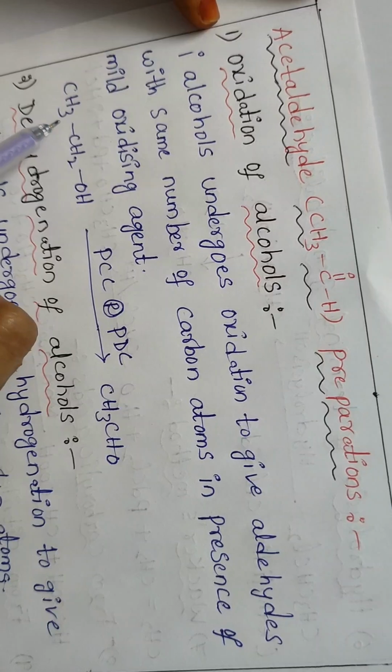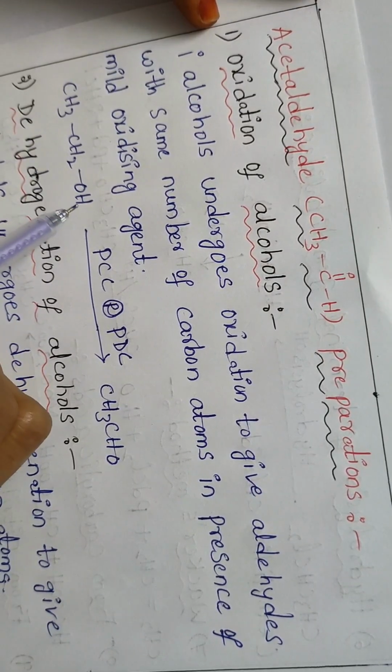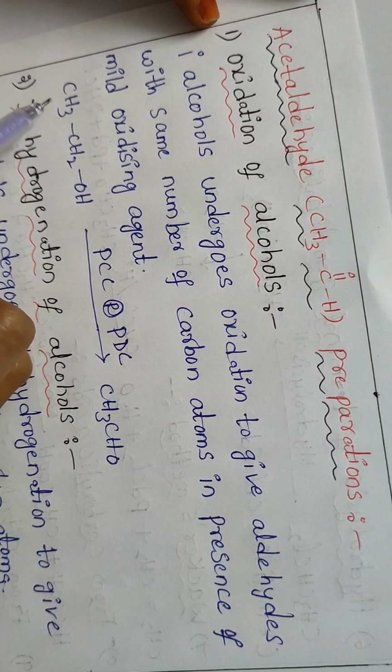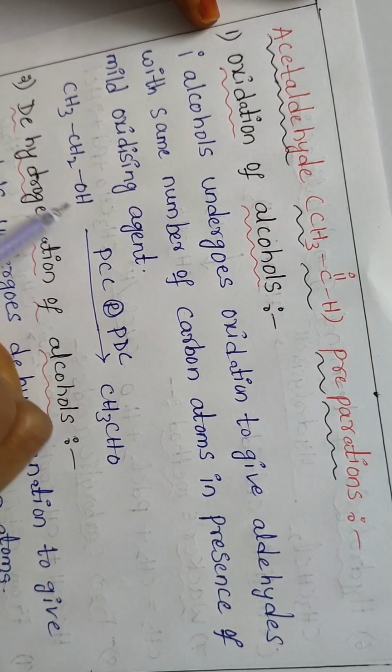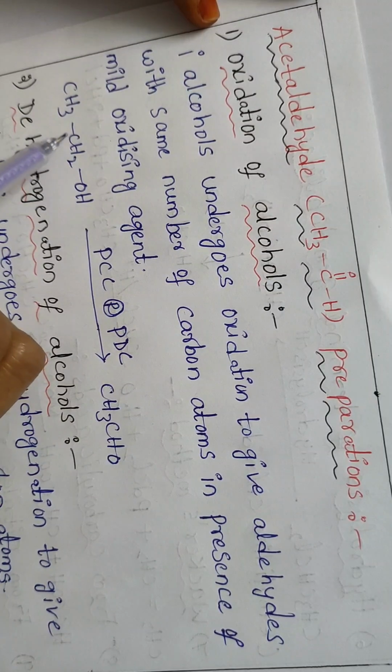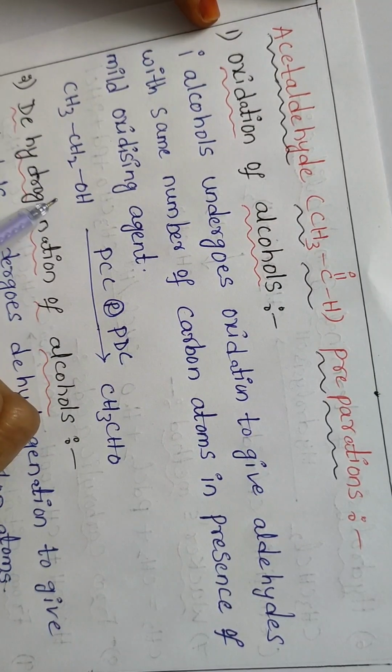This is the primary alcohol. What is a primary alcohol? Ethanol. What is the formula of ethanol? CH3CH2OH. Okay, this is a primary alcohol. Why? Because the hydroxy group is bonded to a primary carbon. That is why these are primary alcohols.